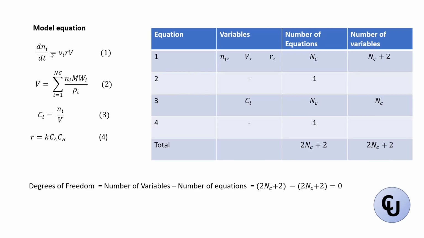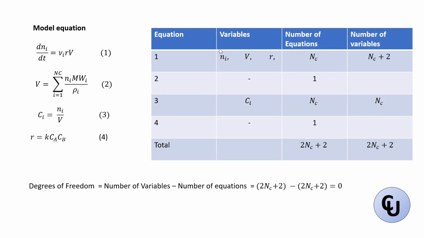We count the number of variables because this is not just one equation, it's for each component, dNi/dt, where i represents the components. So this is Ni, this is V in the equation, and this is R. The stoichiometric coefficient nu is a parameter, so we are not counting it. We are only counting the variables. So we have Ni, V, and R.